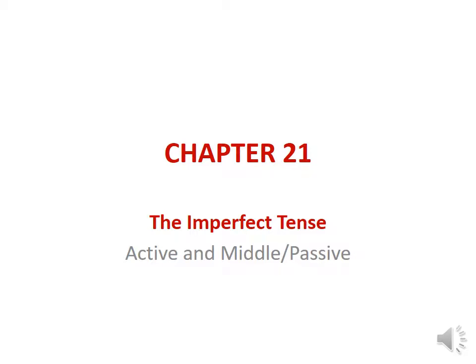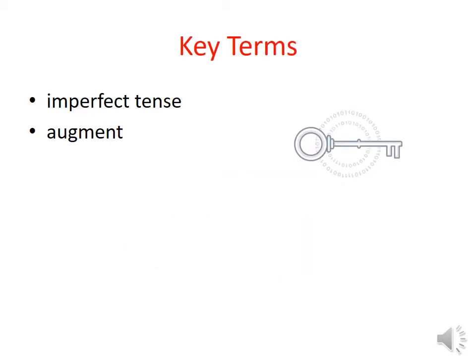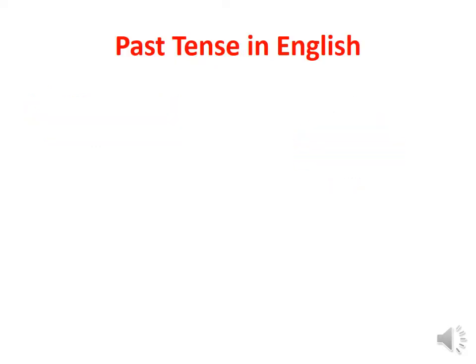Hey everybody, we're just chugging along to chapter 21. We cover here the imperfect tense, the active and middle passive voice. Just a couple key terms: imperfect tense and a little something called an augment.